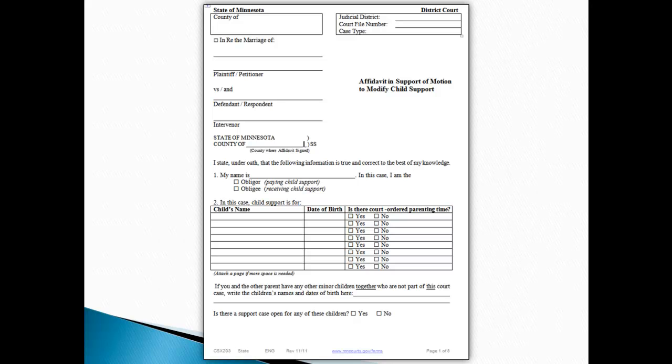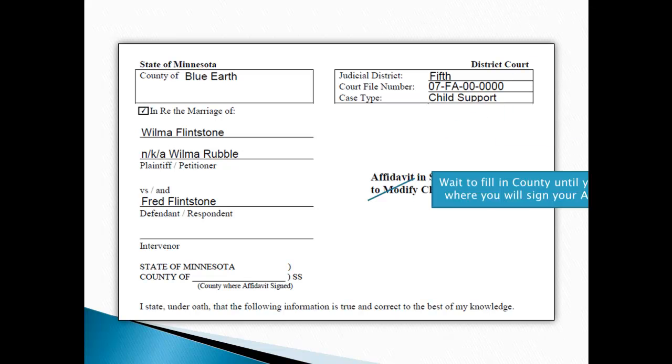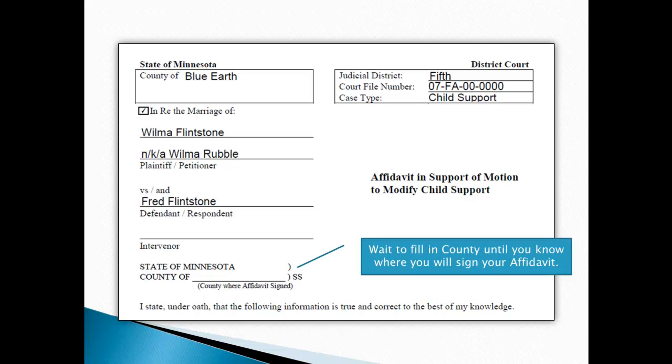This is what the first page of the Affidavit in Support of Motion to Modify Child Support looks like. Notice on the bottom left-hand side of the form, you will see CSX 203. Again, fill in the caption of the form just as you did with your motion to modify child support. Under the caption, you will see what is called an affidavit block.